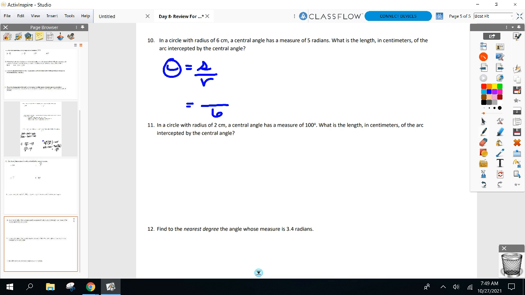A central angle has a measure of 5 radians. Where's the 5 going? In for theta. Is it okay if I just plug in 5? Why pi? It's radians. Remember, 99% of the time radians will have a pi, but sometimes it won't. Is this in radians? Yes. So there's no reason to convert it. If it's in radians, plug it in. If it's not, I have to convert it. So there's 5, and I'm solving for S, my arc length.